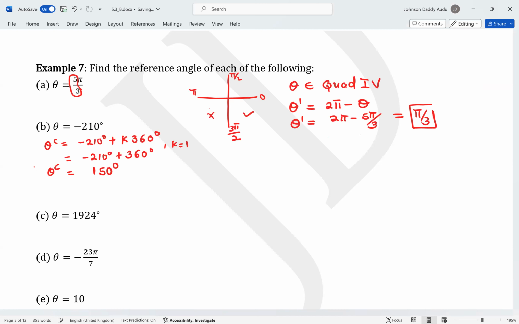Now, we'll find a reference angle. Since this one, and don't forget, this is in which quadrant? This is in quadrant 2. So theta prime is going to be 180 minus 150, which equals 30 degrees. So this is our reference angle.